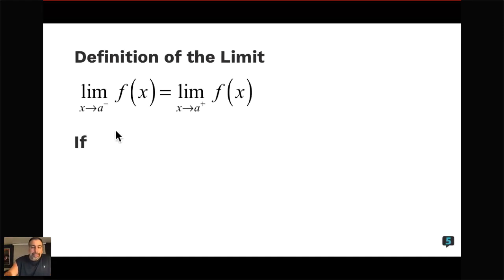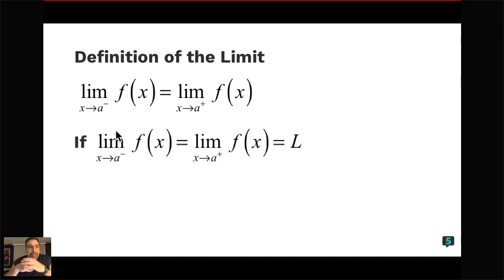So in this case, if the left side limit, the limit of f of x as x approaches a from the left, is equal to the limit of f of x as x approaches a from the right, and they both equal the same number, in this case we're calling it L, we define that limit to be that number L that we get. I realize there's a lot of notation here. We're going to look at a specific example and put this all in context for you. But again, if the left side and the right side agree, we can now talk about the overall limit.